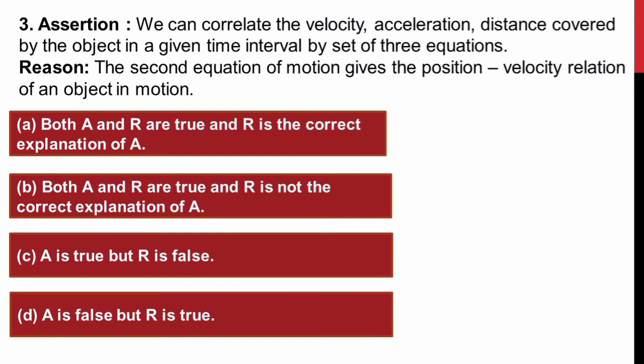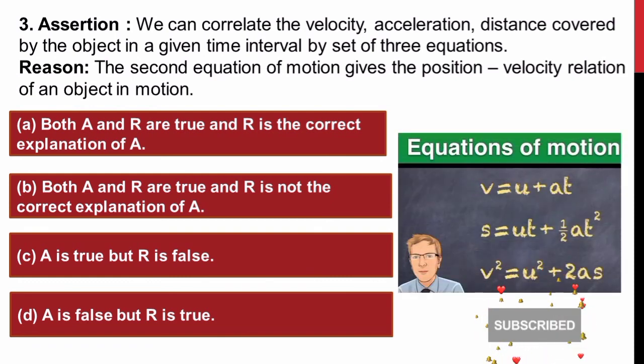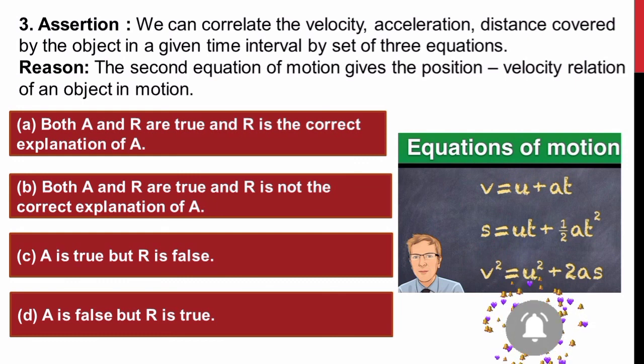The last question: we can correlate velocity, acceleration, and distance covered by the object in a given time interval by a set of three equations, which is the assertion. And the reason is: the second equation of motion gives the position velocity relation of an object in motion. We know that the three equations of motion actually help you to find out velocity, acceleration, distance covered, or the time interval of the object which is in motion. So it is correlating all these terms.